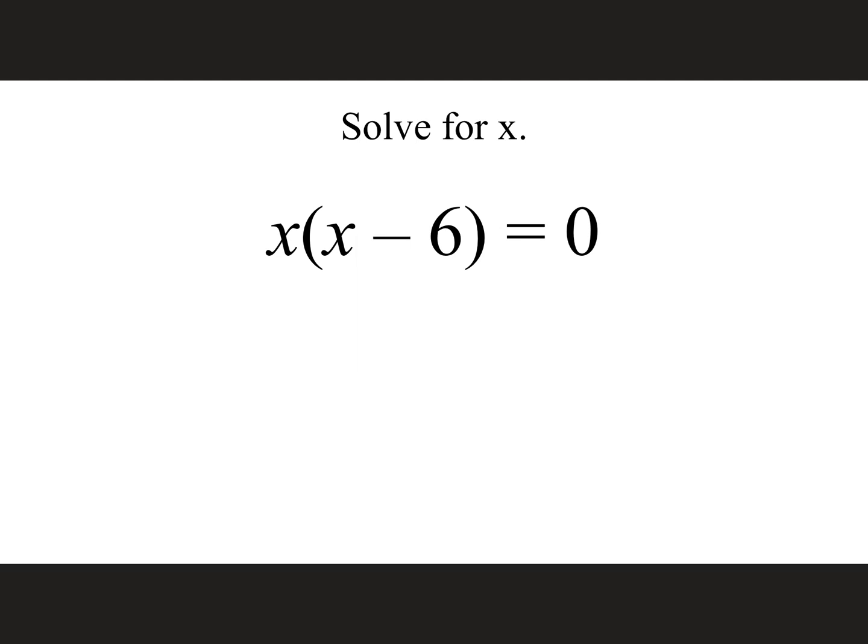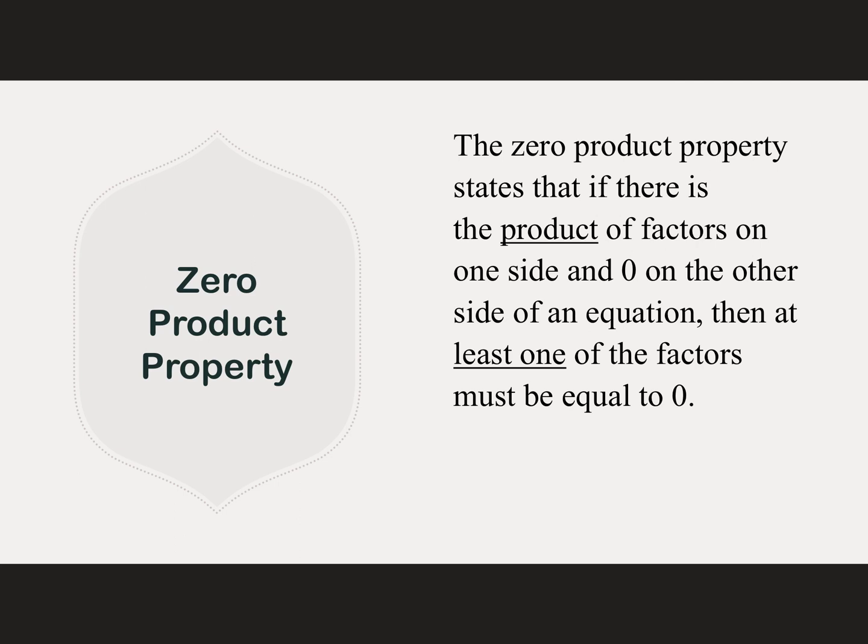Okay, what does x equal? There's 2 x's. Should I distribute? No. So what does it equal? Well, that's where this zero product property comes into play. The zero product property states that if there is a product of factors, in other words, a multiplication problem, on one side and a 0 on the other side of the equation, then at least one of those factors must equal 0. So here's an example. If I have x times y equals 0, then either the x must equal 0 or the y must equal 0, or they both must equal 0.